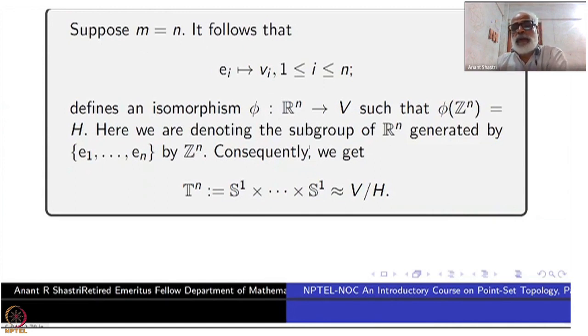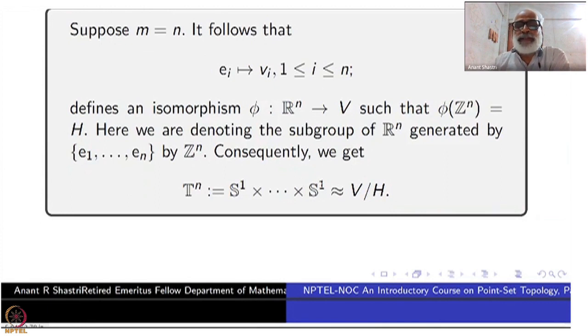Okay. So here we are denoting the subgroup of Rn generated by e1 to en by Z^n. So that is H. Consequently, what you will get is T^n, and this is a notation, S1 cross S1 cross S1, isomorphic to V by H. Okay, I'm sorry, I forgot to tell you that. Suppose m is equal to n, then only this will be true. Suppose m is equal to n, then phi of Z^n will be the whole of H, because that is the subgroup generated by all the v1, v2, ..., vn, because m is equal to n. Then T^n is nothing but S1 cross S1 cross S1, which is V by H.